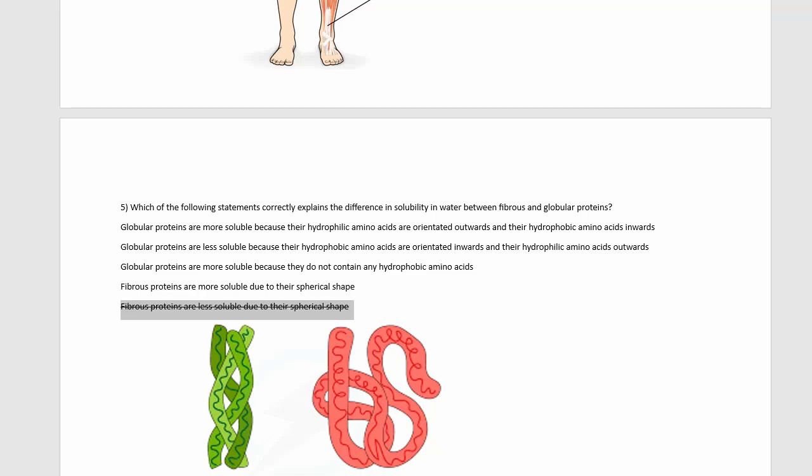Now, fibrous proteins are more soluble due to their spherical shape. Again, fibrous proteins are not spherical, and they're also less soluble, so we can rule this one out. Globular proteins are more soluble because they do not contain any hydrophobic amino acids. So yes, globular proteins are more soluble, but it's not because they lack hydrophobic amino acids.